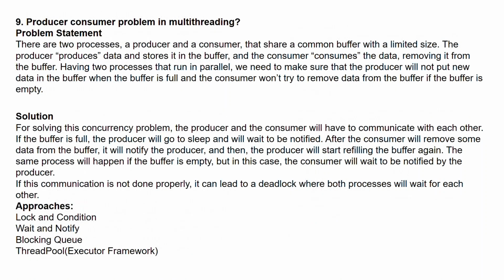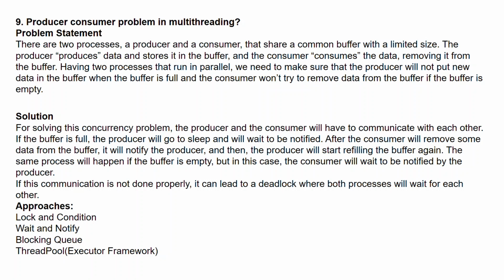9. Producer-consumer problem in multithreading. Problem statement. There are two processes, a producer and a consumer, that share a common buffer with a limited size. The producer produces data and stores it in the buffer, and the consumer consumes the data, removing it from the buffer. Having two processes that run in parallel, we need to make sure that the producer will not put new data in the buffer when the buffer is full, and the consumer won't try to remove data from the buffer if the buffer is empty.